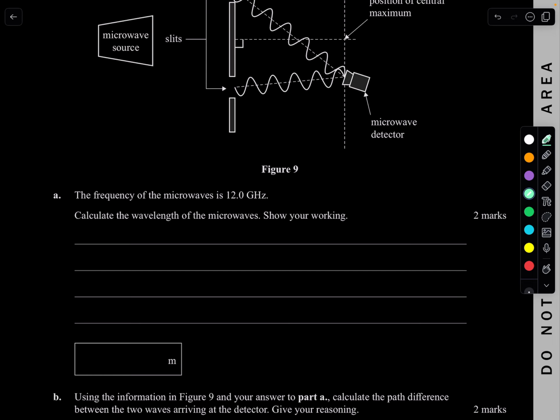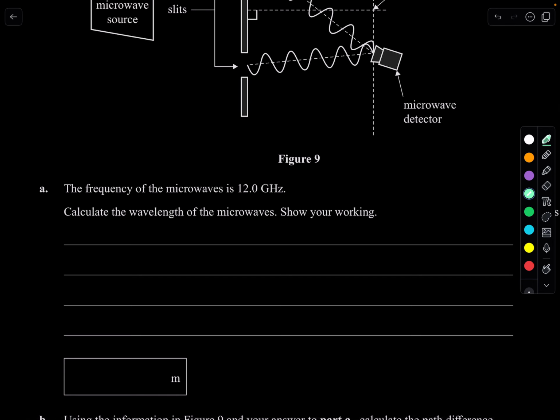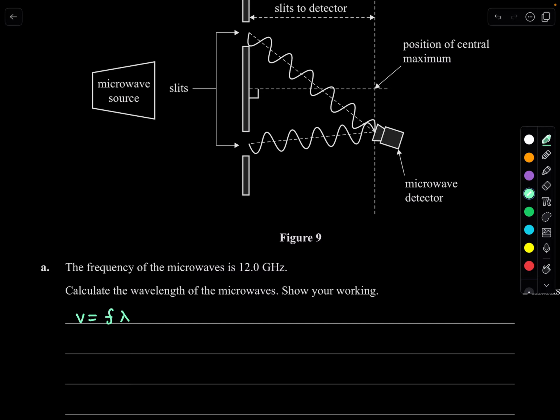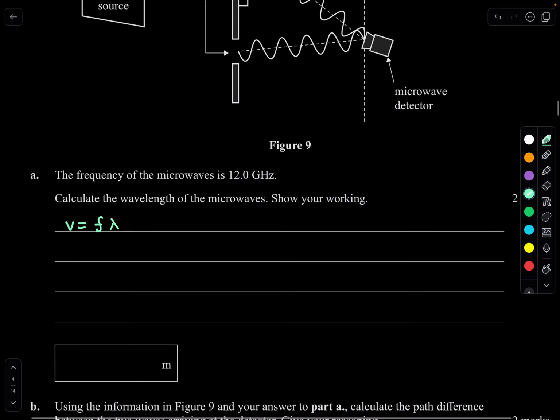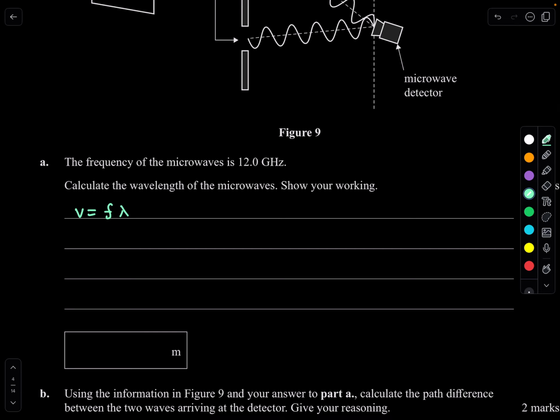Okay, so we want to calculate the wavelength and we're given the frequency. Straight away, this is easy. Remember the same formula: velocity is equal to frequency times wavelength. Since it's a microwave source, it's going at the speed of light. So wavelength is velocity over frequency, where the velocity is the speed of light and the frequency is 12 giga. Giga is times 10 to the power of 9, if you look in your formula sheet.